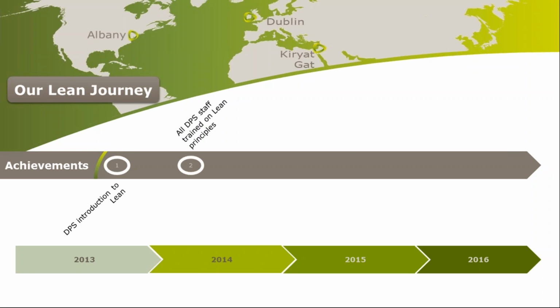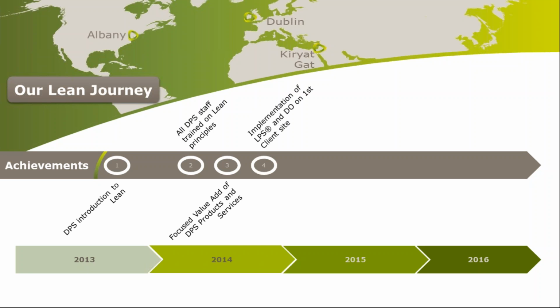So in 2014, DPS started on the journey by training all of our staff on lean principles. This was a combination of yellow belt and green belt training across all of our sites. And as we were learning the process ourselves, we focused our value add down to DPS products and services. We determined that the best systems for use on construction projects were the last planner system and direct observation, and we trained, implemented, identified, and started this on our first client site.